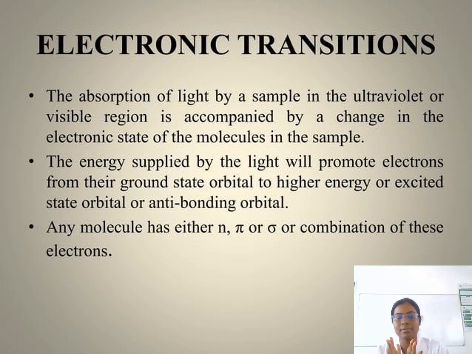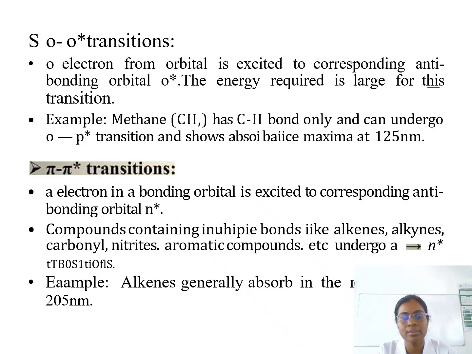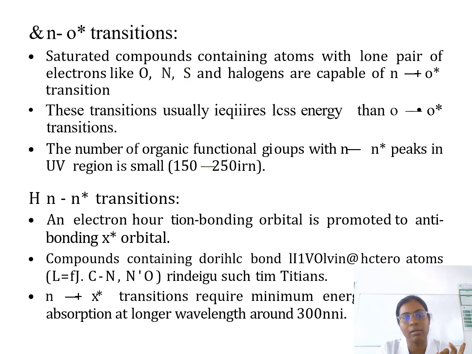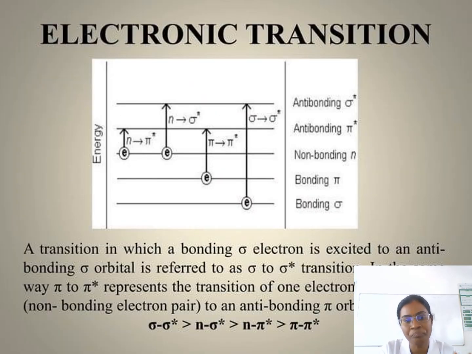And there are four types of electronic transition present in UV spectroscopy: sigma to sigma star, pi to pi star, n to sigma star, and n to pi star. These are the electronic transitions present in UV spectroscopy.